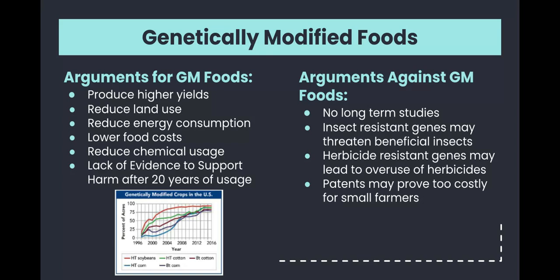We could possibly see herbicide resistant genes that could lead to overuse of herbicides. In other words, because we have these herbicide resistant genes, we may need to then turn around and use more herbicides to counterbalance that. And lastly, there is a cost issue when you have biotechnology that has been patented. If you have a small farmer, they may not be able to actually purchase the usage of these GMO crop seeds. They can't afford it, and only big businesses can.